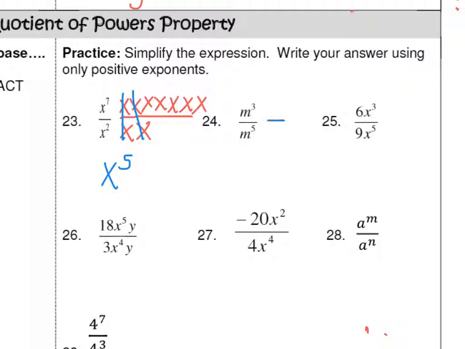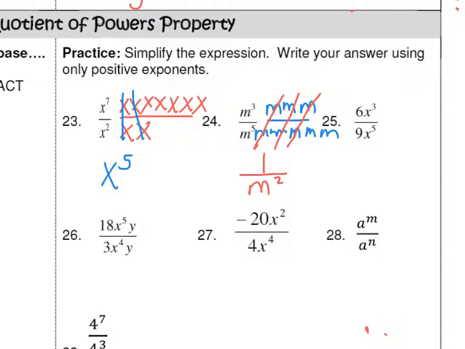Okay, let's do the next one. We got 3 m's on top, and we got 5 m's on bottom. When I start canceling, I can cancel out 1, 2, 3 of them. That leaves me with 2 m's, or m squared. Is it on top or bottom? This is where I see people mess this up. It's actually on the bottom. So we need to make sure to put it on bottom. And since there's nothing on top, we just put a 1.